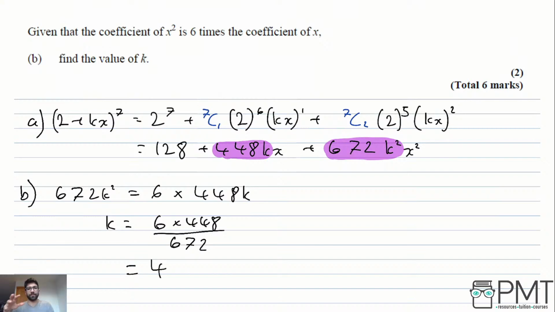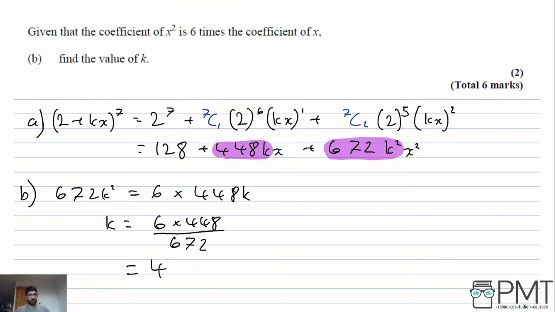So you can see how after expanding, you can be given some information about the relation between the coefficients. So you need to figure out what's happening there. Usually it involves creating an equation and then solving that equation. Right, that was the second question. Let's move on to the other ones.